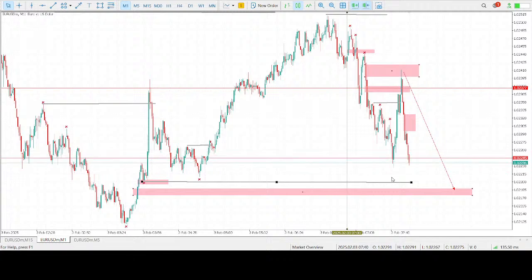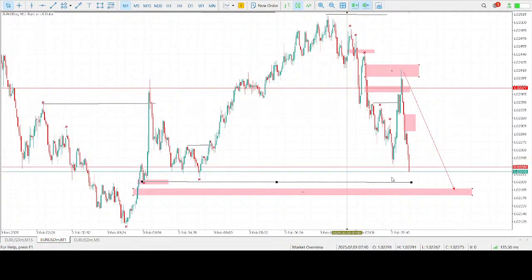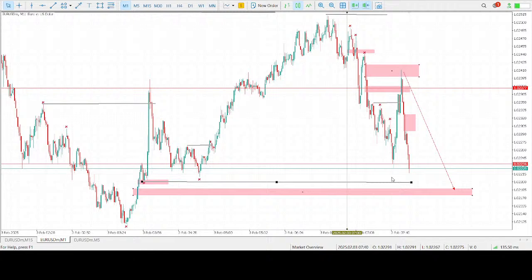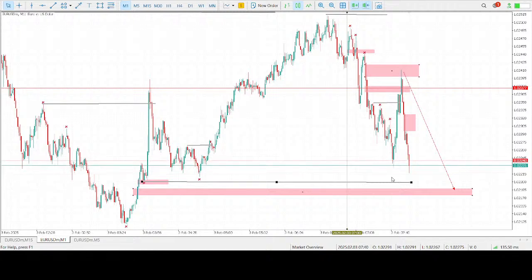So that's what we're expecting price to do. It takes out that low, so we have liquidity being taken out. We'll hope for it to draw down more.